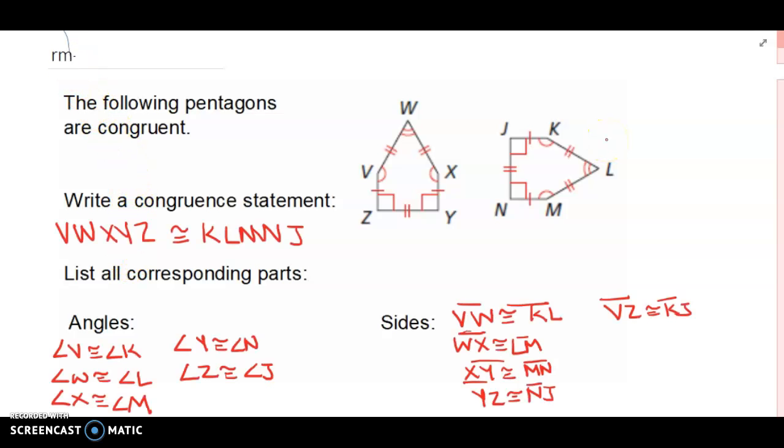All right, this is what you should have gotten. Now notice that if this is in a different order, this will also be in a different order. Just make sure the order of the second matches the order of the first. And then for congruent angles, you should have 5 pairs. And then once again, congruent sides, you should also have 5 pairs.